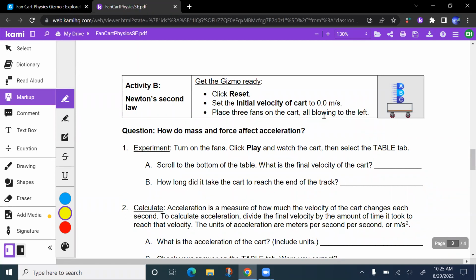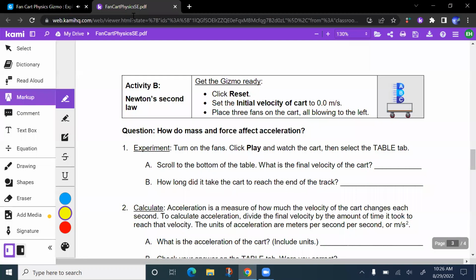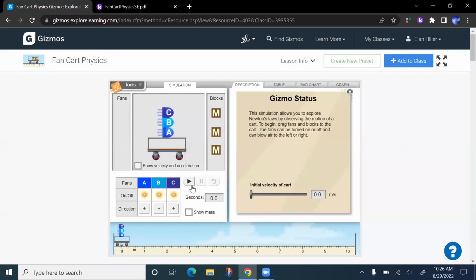Place all 3 fans on the cart, all blowing to the left. So we're going to put A, B on top, C on bottom, turn them all on. You can see all the fans are blowing to the left. Scroll to the bottom of the table. What is the final velocity of the cart? Well, we have to click play and then select the table tab. Okay, so let's click play.